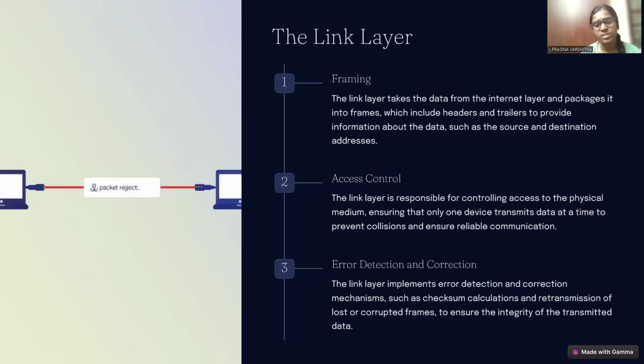Third one is error detection and correction. The link layer implements error detection and correction mechanisms such as checksum calculations and retransmission of lost or corrupted frames to ensure the integrity of the transmitted data.